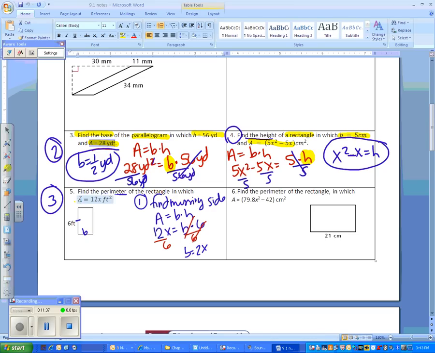So over here, the base is 2x. So this is 2x, and this is going to be 2x, and this side 6, and this side 6. So we found the missing side. Now that we've found the missing side, we're going to go ahead and find the perimeter, because we know what all the sides are now.